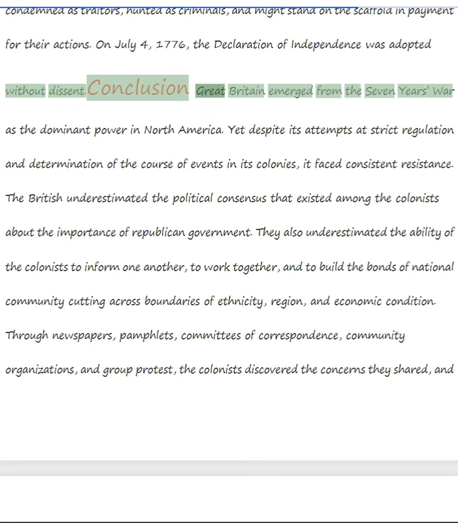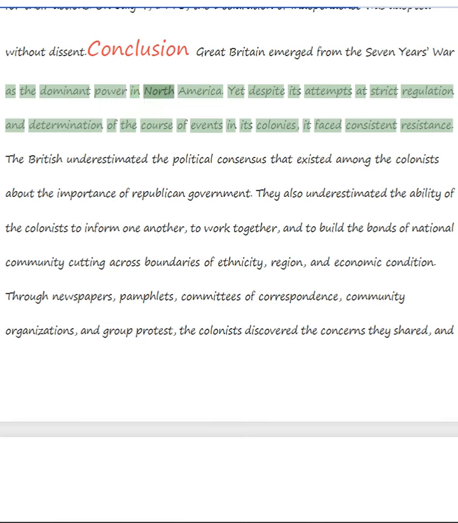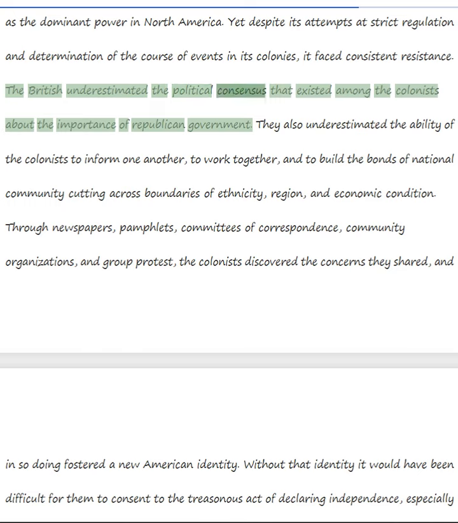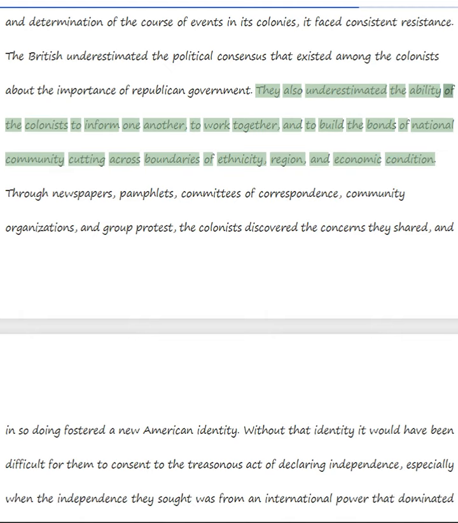without dissent. Conclusion: Great Britain emerged from the 7 Years' War as the dominant power in North America. Yet despite its attempts at strict regulation and determination of the course of events in its colonies, it faced consistent resistance. The British underestimated the political consensus that existed among the colonists about the importance of republican government. They also underestimated the ability of the colonists to inform one another, to work together, and to build the bonds of national community cutting across boundaries of ethnicity, region, and economic condition.